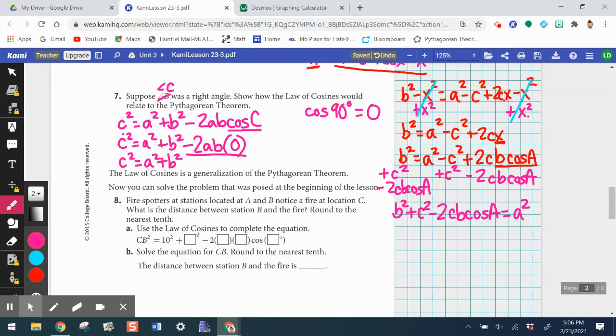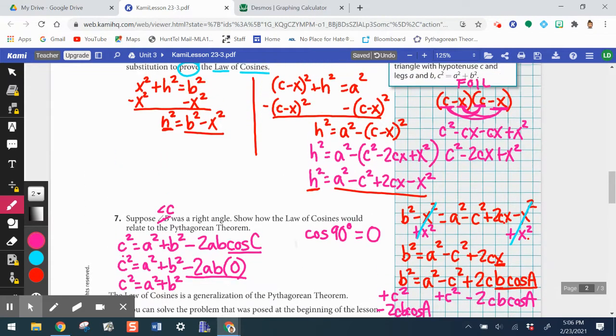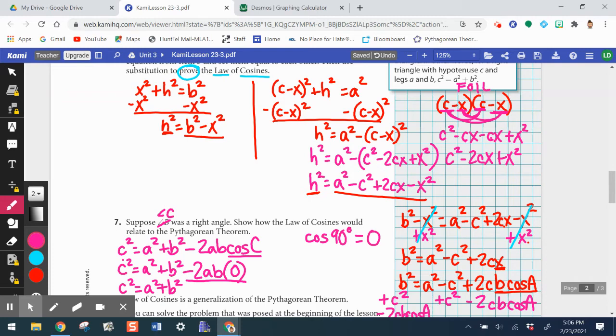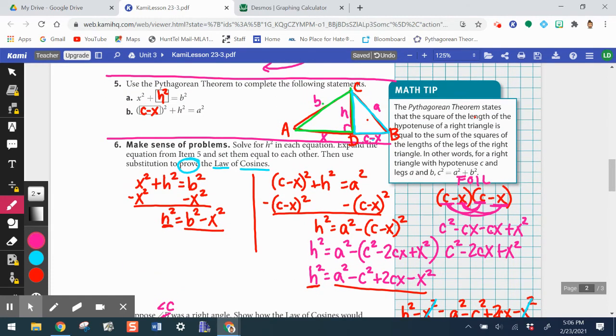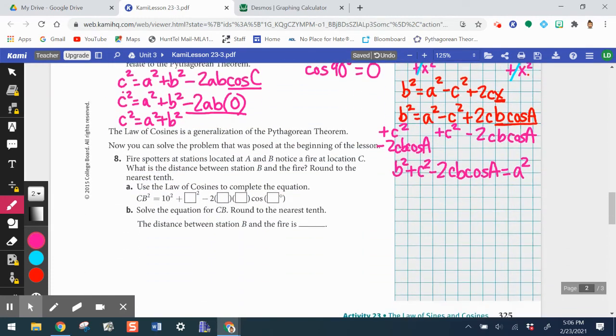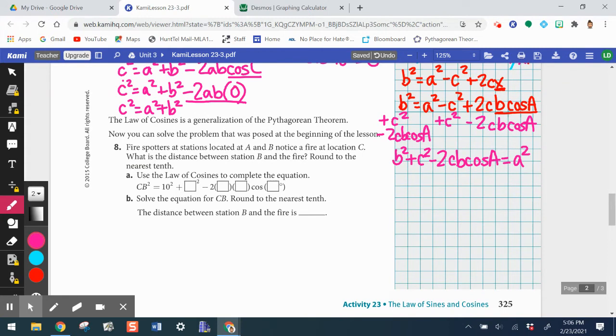So it all stems back to the Pythagorean theorem, because we actually uncover the law of cosines based on the Pythagorean theorem and the cosine of an angle. Now that we have proved the law of cosines true, let's actually use that to our advantage.